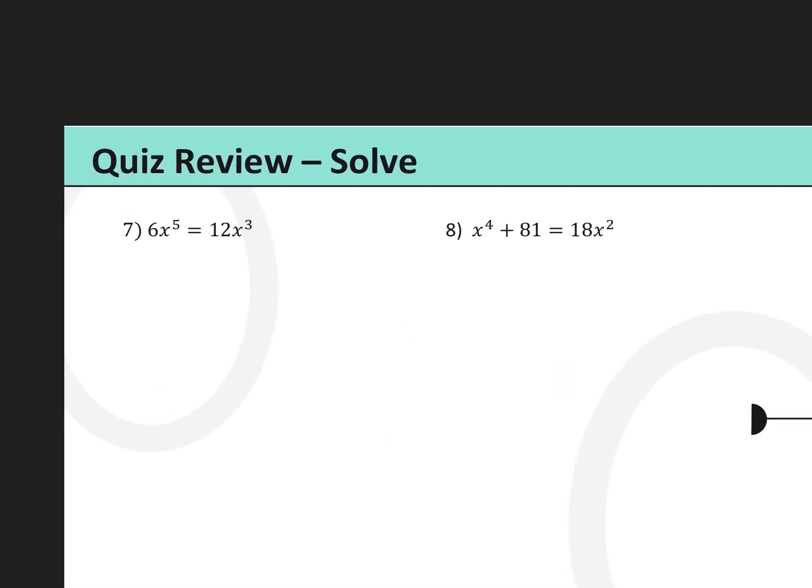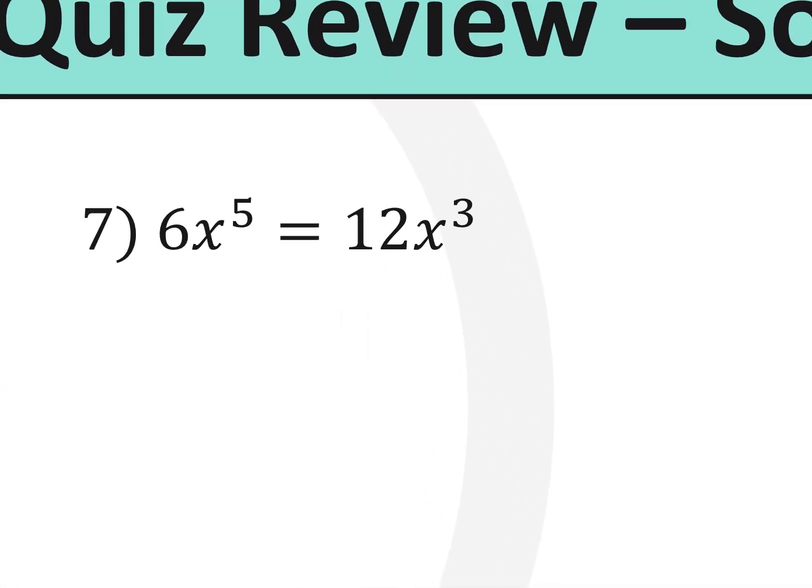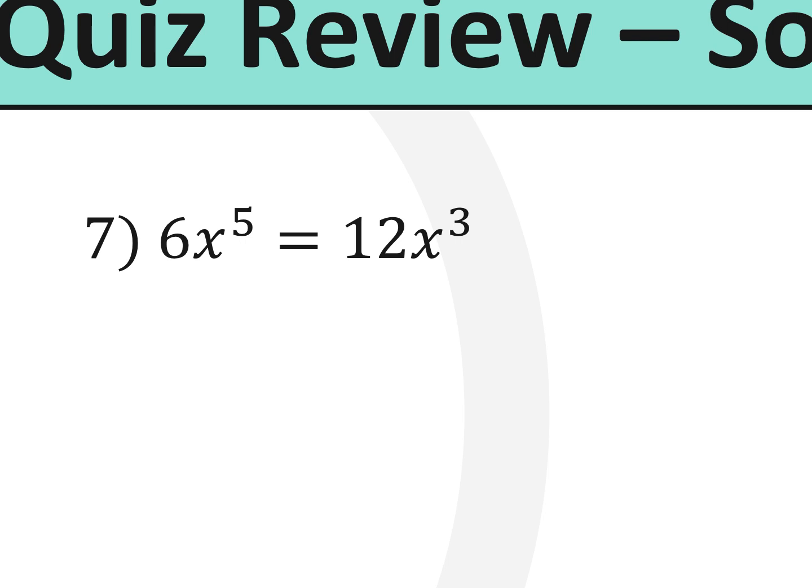All right, when I come to number 7, the directions change. I see the word solve. But what else do you see changes? There's an equal sign. That means what does x equal? That does not mean just factor it completely. It means what does x equal? So if we're trying to solve this, what do I have to do first? I got to move this 12 to this side. I need everything on one side of the equation and set equal to 0. So 6x to the 5th minus 12x cubed equals 0.